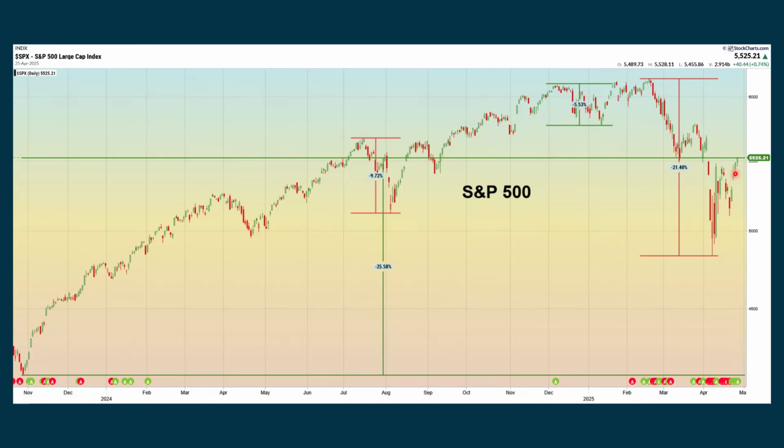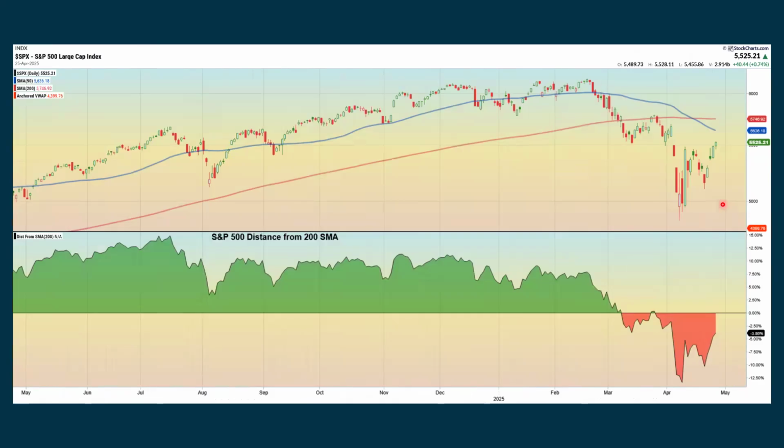I haven't been showing this chart because we're kind of in between all of this as the market is trying to rebound. Then this shows how far away we are either above or below the 200-day simple moving average. Well, we're below it, so it's red, but we are improving. Right now, we're 3.8% below the 200-day moving average.